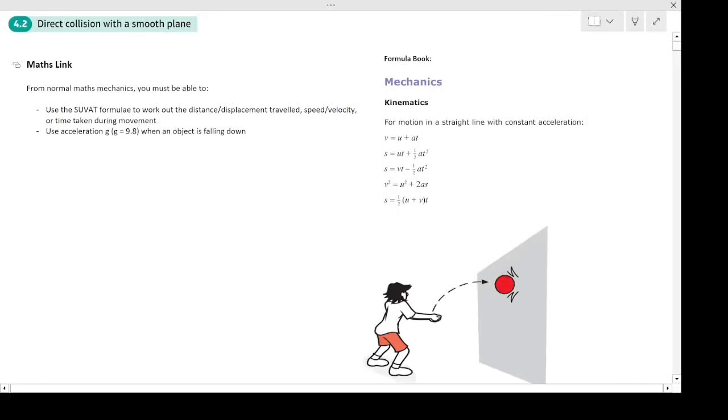Hello, and in this video we're going to be continuing our work with collisions, but in this part we're going to be looking at a ball now colliding with a surface, so a wall or a floor.